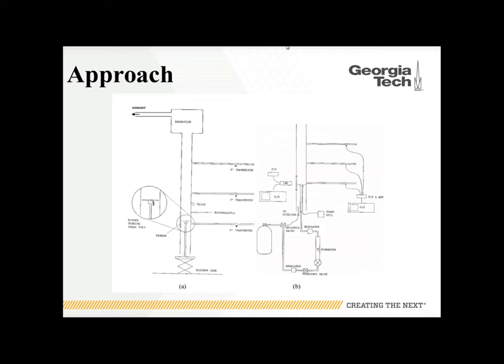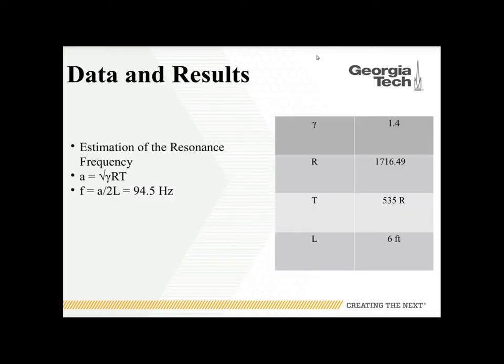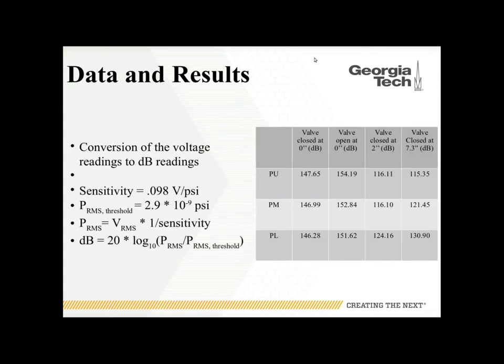Then the theoretical resonant frequency was determined using the formula provided in the lab manual, which came out to be 94.5 Hertz. Also, the pressure voltage values recorded by the transducers were converted into decibel values using the formulae and the transducer calibration curve in the lab manual.